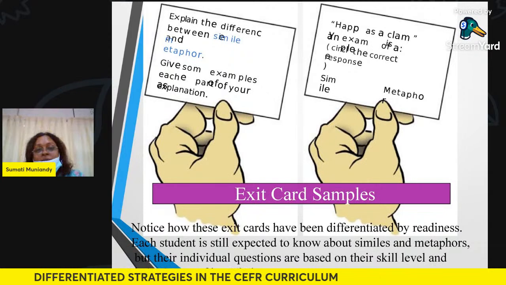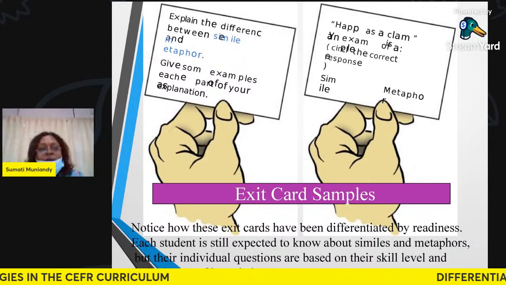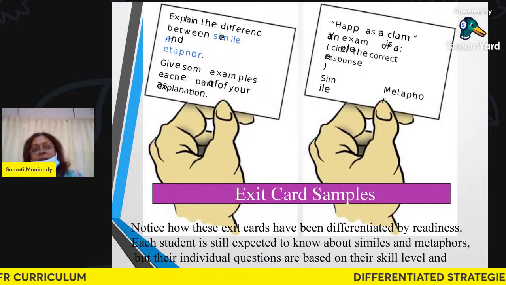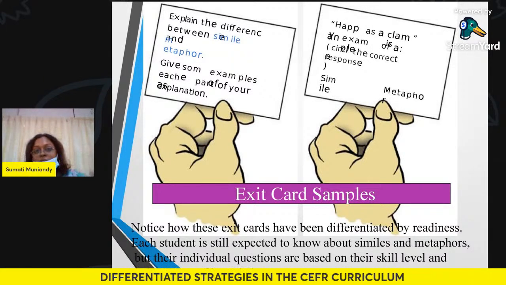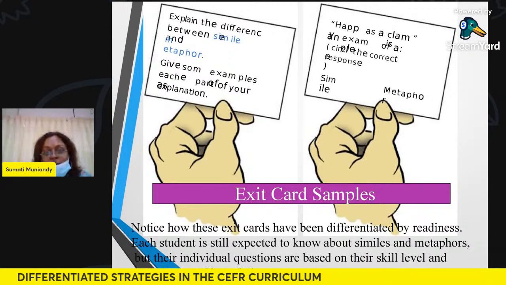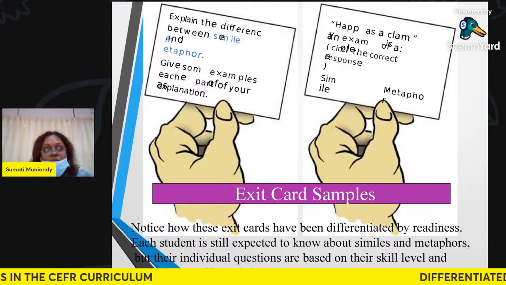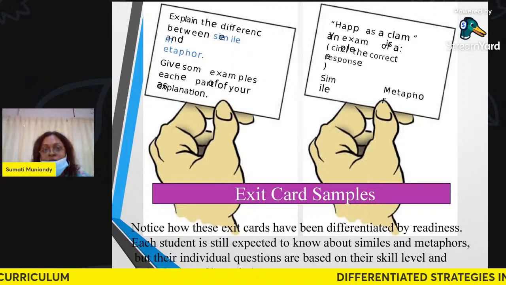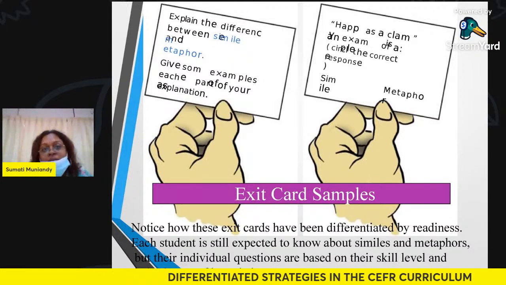For the first exit card, you can say, explain the difference between simile and metaphor. Give some examples. Maybe you have three types of groups. This group, you can ask this question. Those who are weak, you can ask a simple question. This is where the differentiated strategy is: different groups, different types of questions, based on their readiness level, their learning styles, and all that.